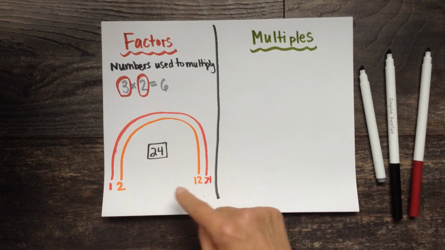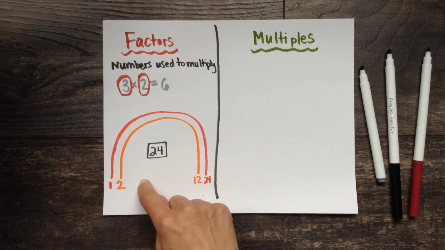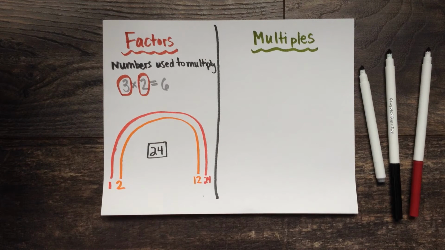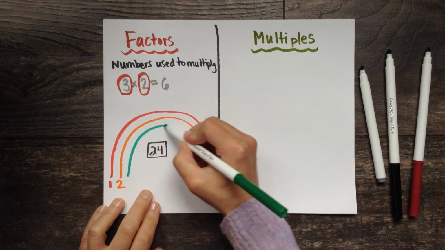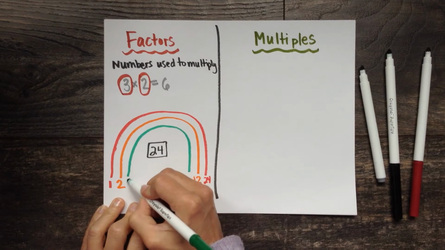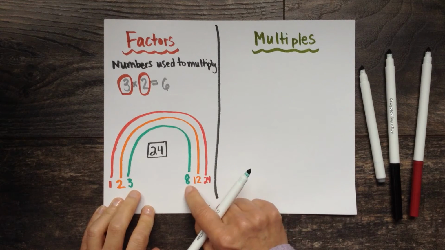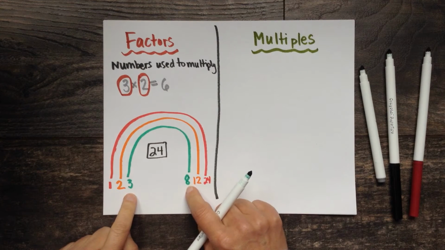So 24, 1, 2, 3. Is there anything that multiplies by 3 to get to 24? Anybody have an idea about a 3? I know that 3 is a factor of 24, so let's add 3 in here. 3 times 8 is 24. So 3 times 8 is 24, and so those are 2 more factors, okay?